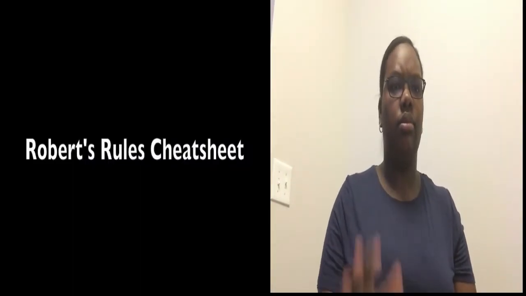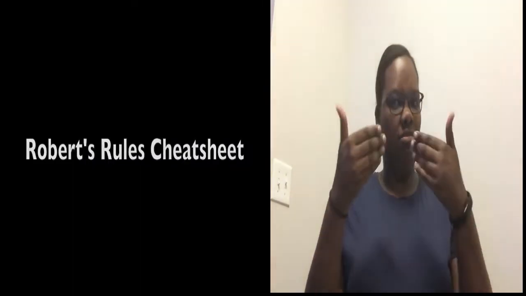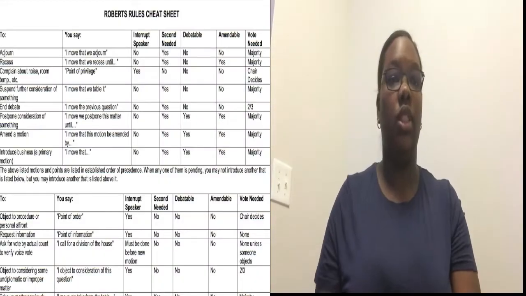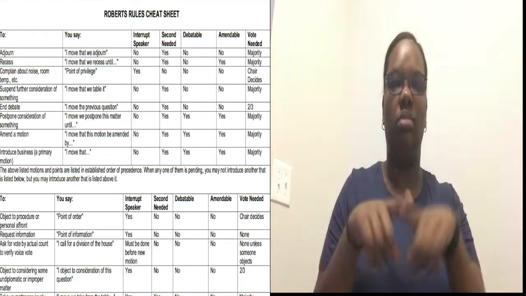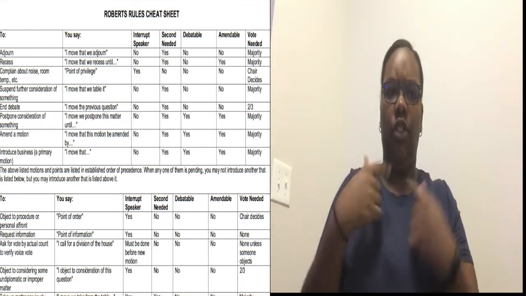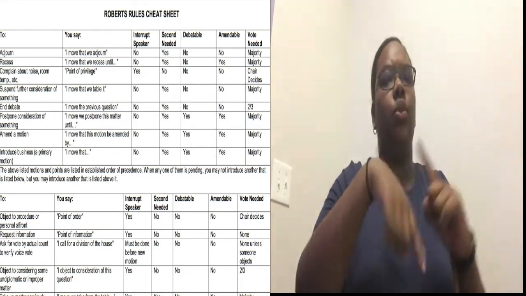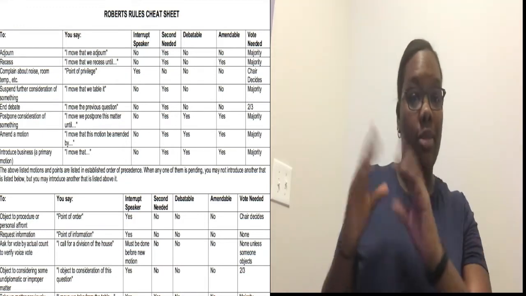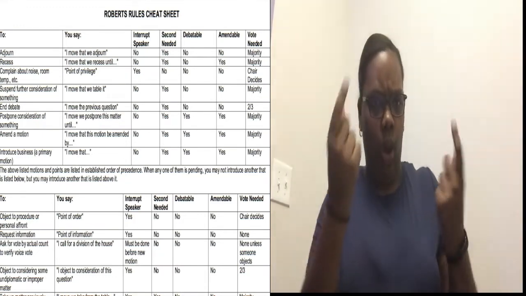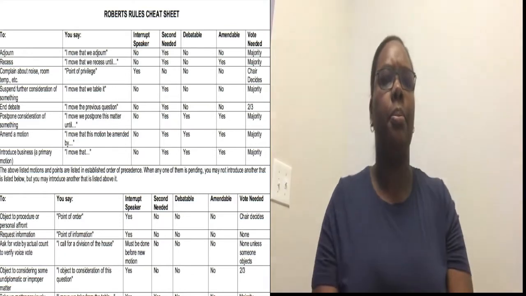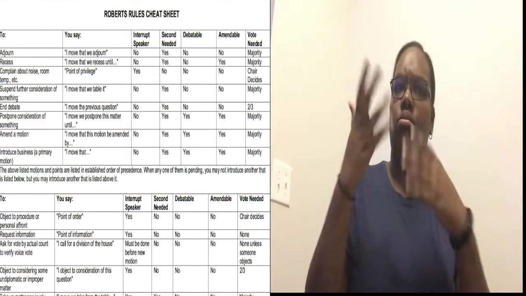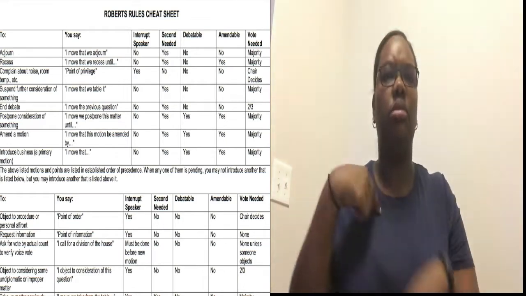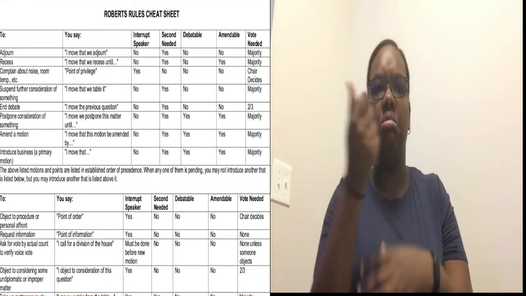Words on screen: Robert's Rules cheat sheet. This is a Robert's Rules of Order cheat sheet. It's very handy to have around and even hand out to your membership when there is a meeting, to make sure everyone knows what's going on in the room. There are a lot of motions on this cheat sheet, so I'm only going to go over a few and how it would go about.